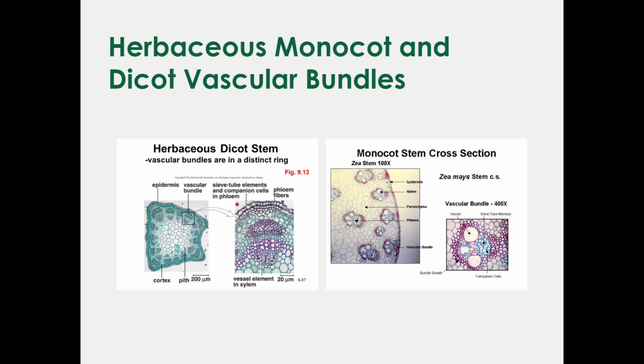So here's a quick review. We have an herbaceous dicot stem on the left and a monocot stem cross-section on the right. For a dicot, we have the mushroom shape for the xylem and phloem in the stem, and it's in a ring. For the monocot stem, we have the monkey face xylem and phloem arranged in a scattered composition.